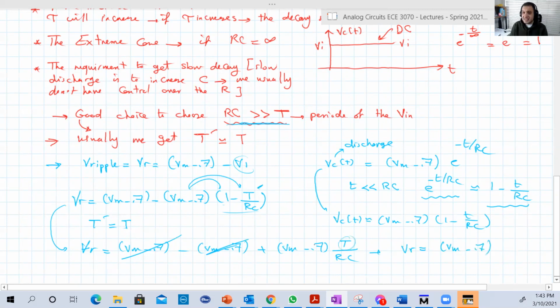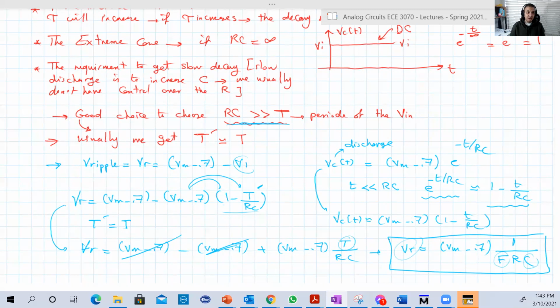So finally, Vrip equals (Vmax minus 0.7) T over RC. And remember, T is the period of the sine wave, and the period is equal to 1 over the frequency, so Vrip equals (Vmax minus 0.7) over fRC. And it's very clear here, guys: if we increase the capacitance or the frequency of the input signal, VR will be reduced. Usually we have control only over the capacitance. We cannot control the resistance, which is the load.